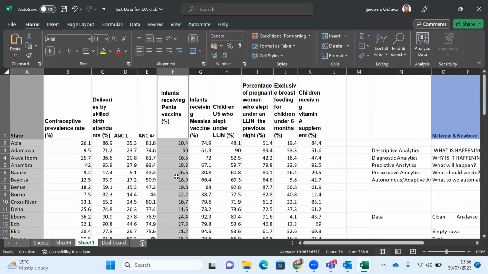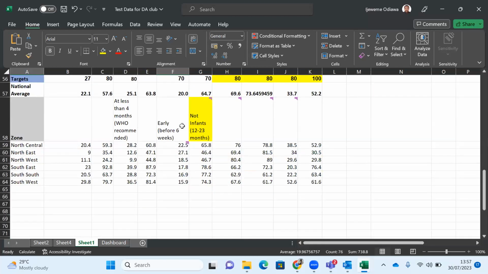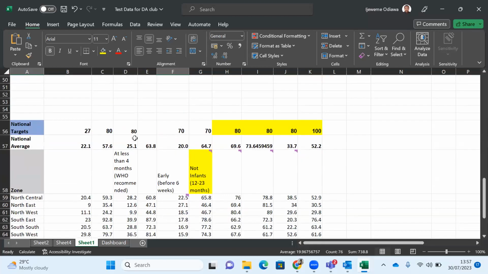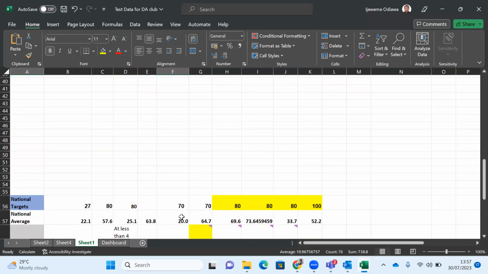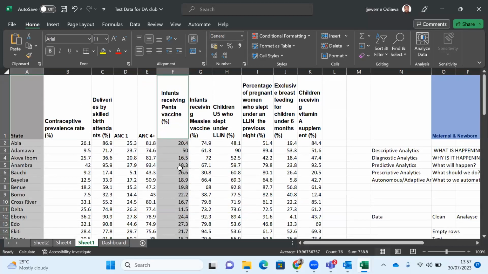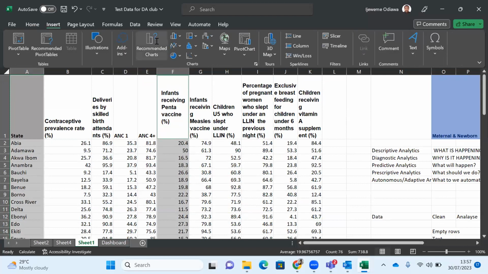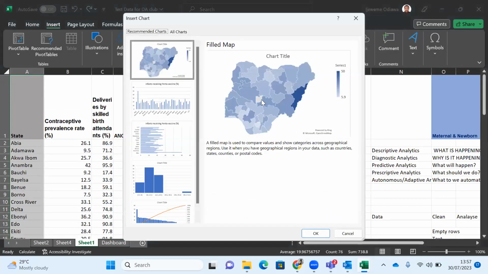Ideally, every child is supposed to have received this vaccine before they are 3 years old. Let's see what the national average is. The national average for the Penta vaccine is 20%. That means in Nigeria, only 20% of children on average receive this vaccine. But let's see the numbers by states. You can see there's a problem in this country.